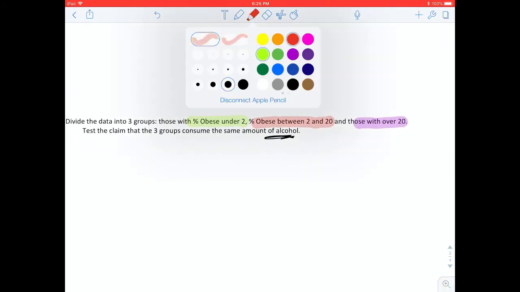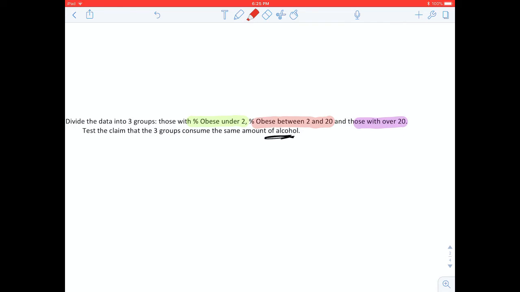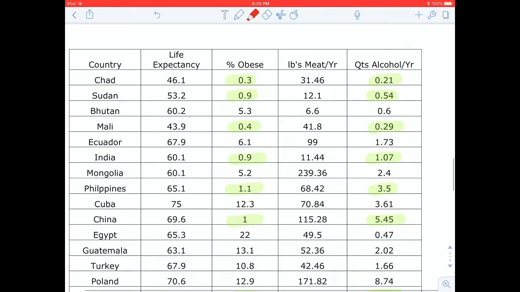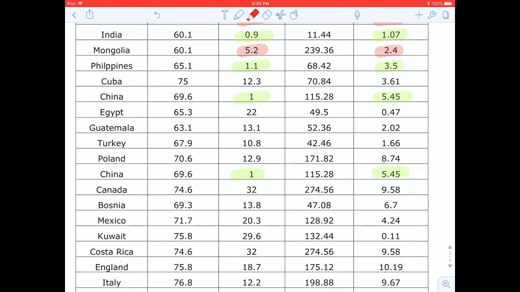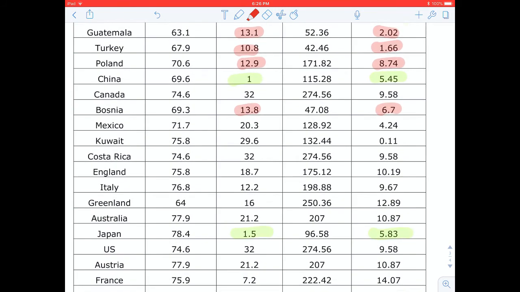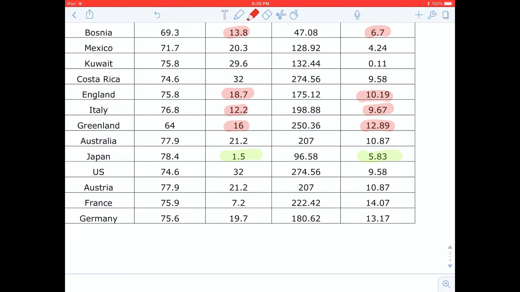Next, it was the red ones. So get my red highlighter, and those between 2 and 20. So between 2 and 20, and again, it's going to be about how much alcohol they drink. Between 2 and 20, yes, yes, and then highlight how much alcohol they drink. Between 2 and 20, yes, yes, and 2 more.